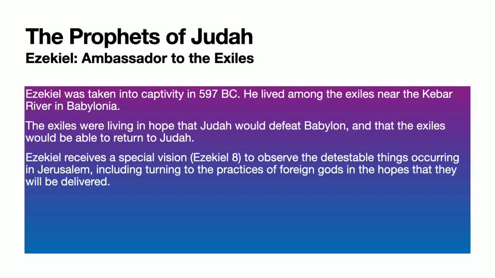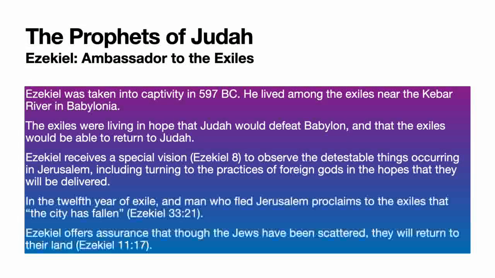and then the people that were taken into captivity would be able to return to Jerusalem or to Judah. Well, Ezekiel receives a special vision in Ezekiel chapter 8, as recorded, and he observes the detestable things that are occurring in Jerusalem, including turning to the practices of foreign gods in the hopes that they would be delivered. You see, while all this assault from Babylon is going on, the people are not only rejecting the word of the true prophets like Jeremiah, but they're praying to the gods of the other nations in the hopes that somehow these gods would deliver them from Babylon.